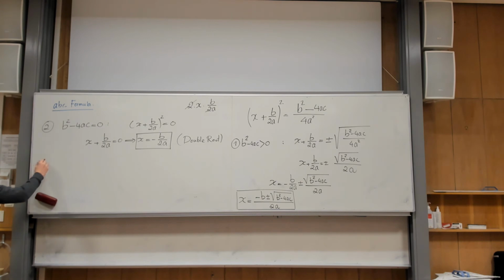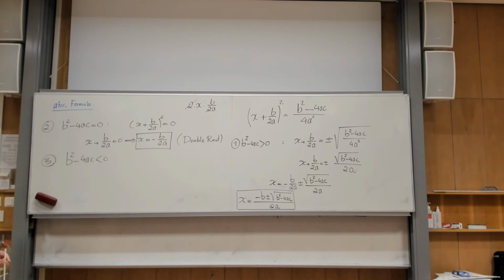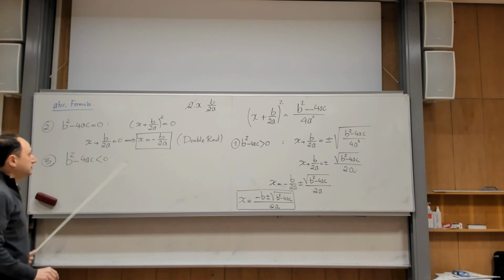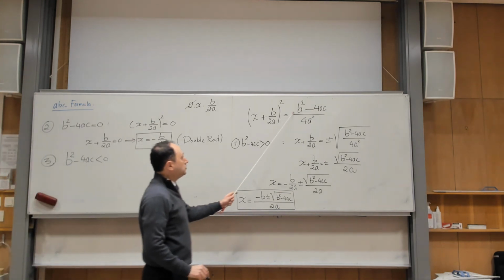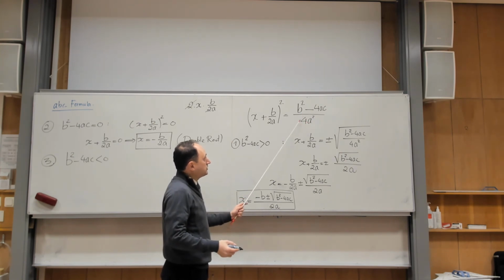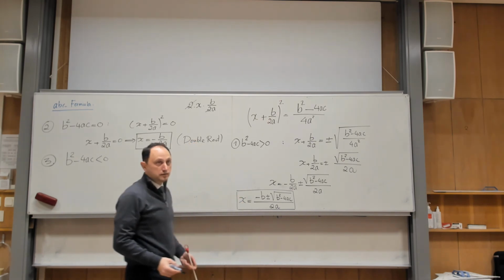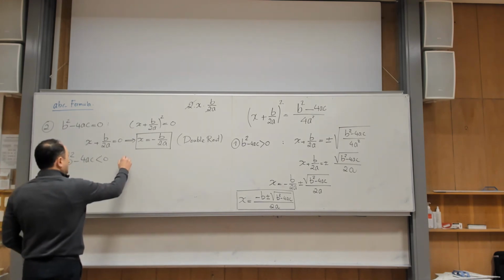And then what happens if coincidentally, based on the numbers in the problem, this turns out to be less than 0? This might happen. And then what is your conclusion? No solutions. Why? Because this expression, if it is negative, its numerator is negative, the denominator is always positive. Negative divided by positive is negative. On the other hand, x plus b over 2a to the power of 2 cannot be a negative number. So in that case, you would say no solutions.